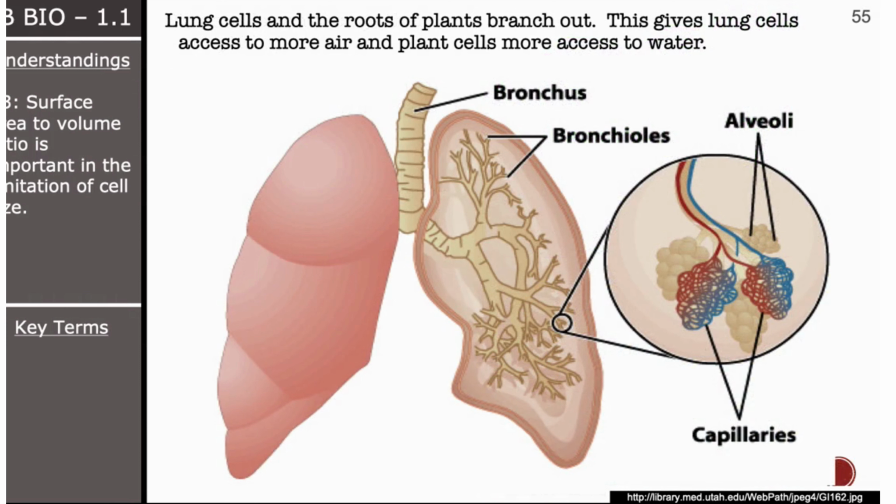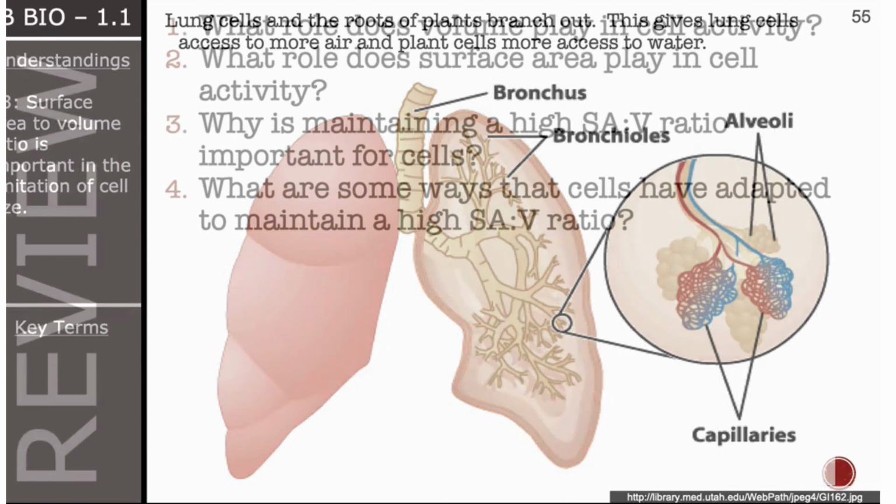Lung cells in the root of the plants branch out. This gives lung cells access to more air and plant cells more access to water. So you know, this flat thing has less surface area than the shrunken places. So this is an example we can give of the surface area and volume ratio.